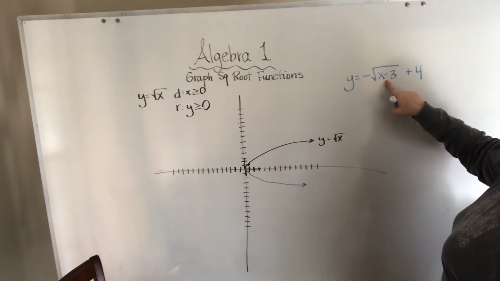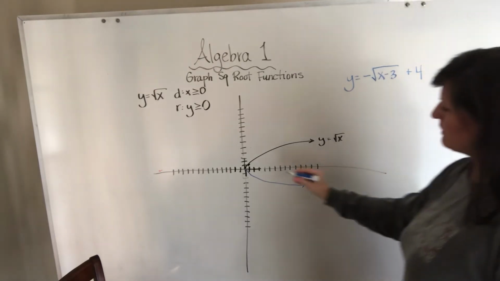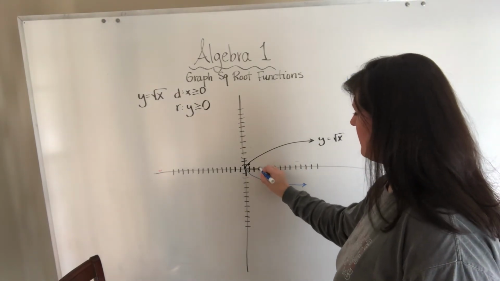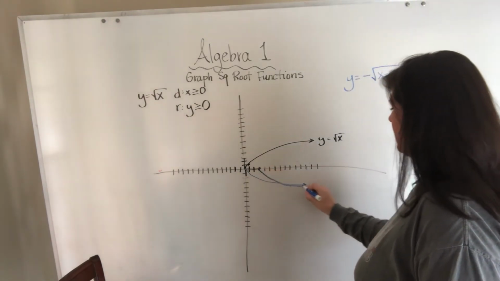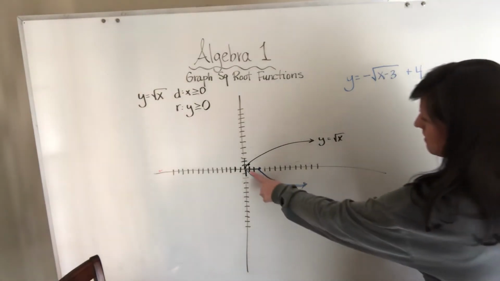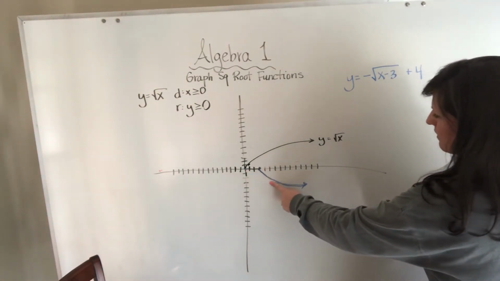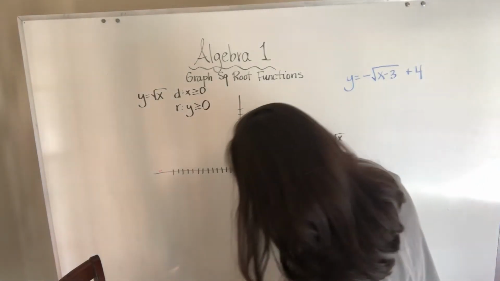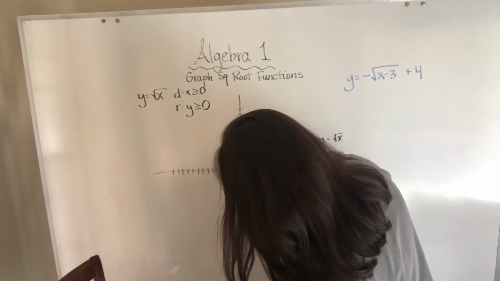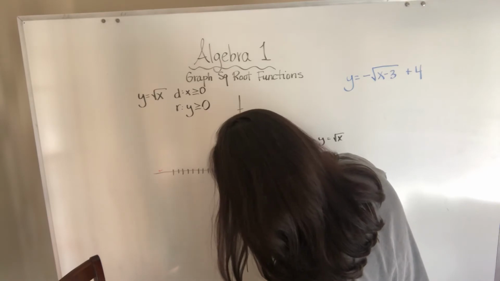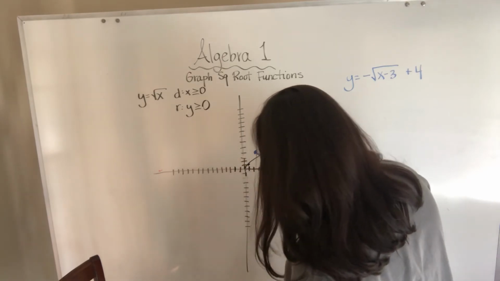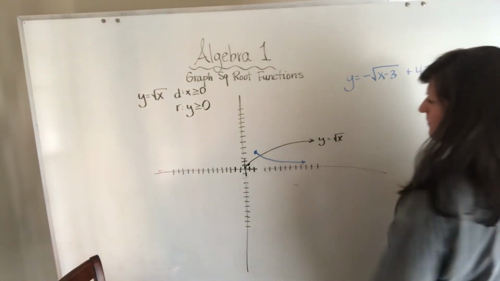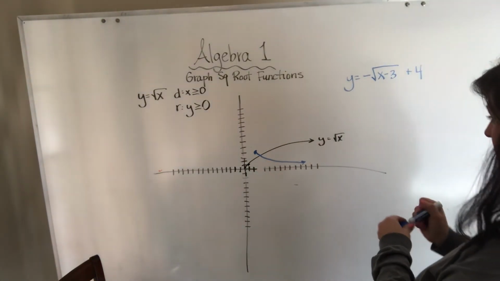What does the minus 3 mean? Remember, it means I'm going to move it right 3. So now I'm going to start it here, and it would look like that, okay? Because I have to move it right 3. What does this look like? It has to go up 4. So now it means it's here. And it looks like that.